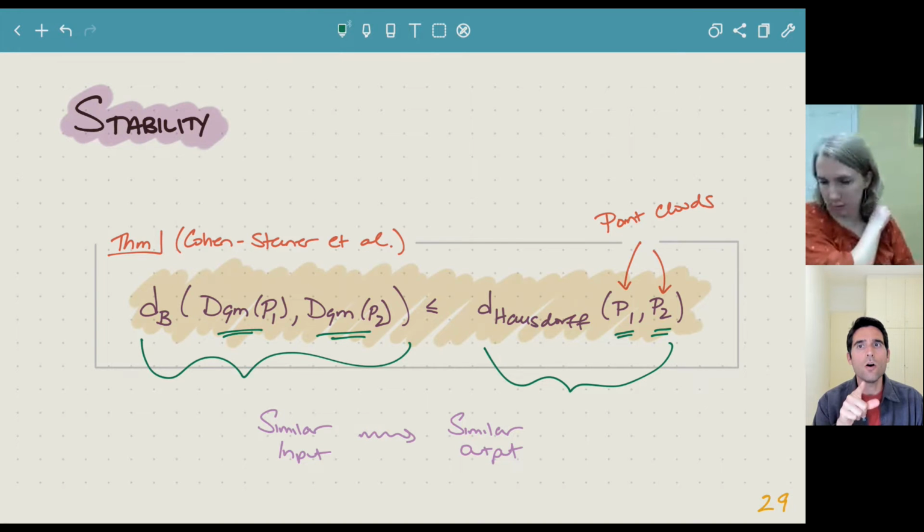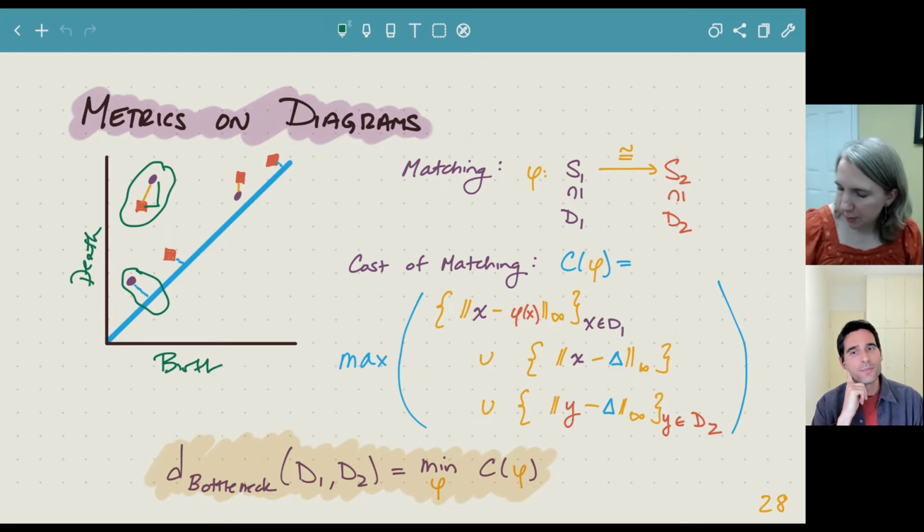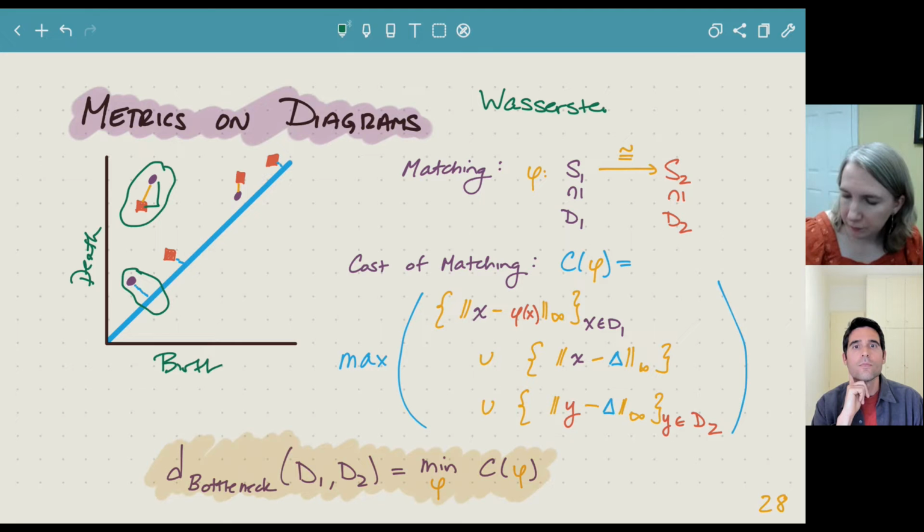Okay, when you define the cost function of the matching, you have this maximum. What happens, for instance, I'm wondering, can you do something like L2 here? Yeah. So what happens then if you go for L2? Yeah. So this is bottleneck. If you swap this out for some sort of Lp looking thing, you get, okay, we stole this term, the Wasserstein distance.